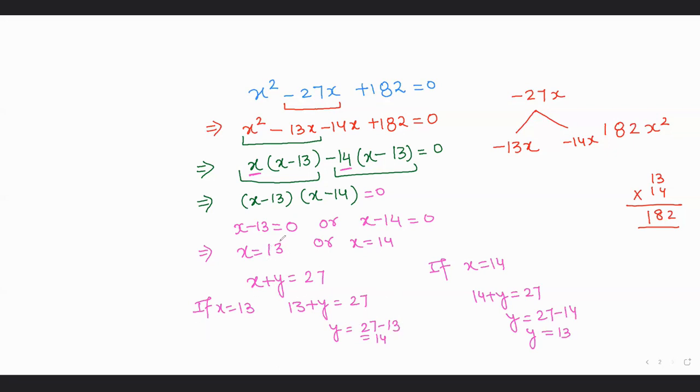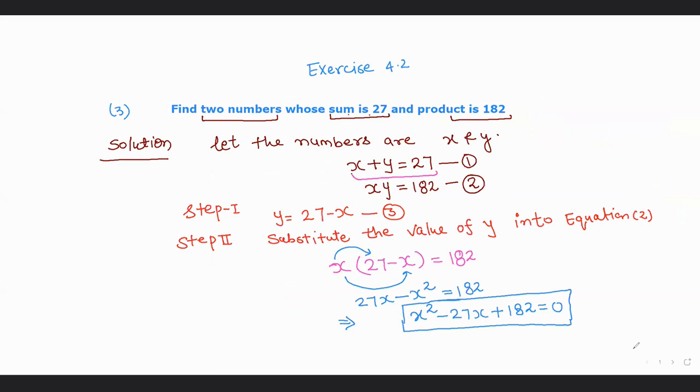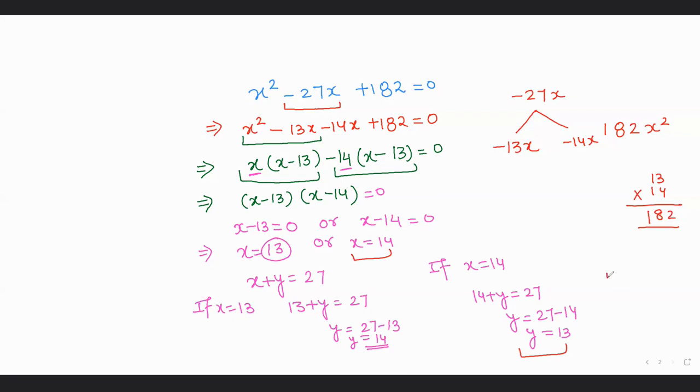That is, if x is 13, y is 14. And if our x is 14, our y is 13. So now in the question they have asked, find two numbers whose sum is 27 and product is 182. So it means we have found these two numbers x and y: x is 13 and y is 14, or you can say x is 14 and y is 13. So this is the answer of question number 3.